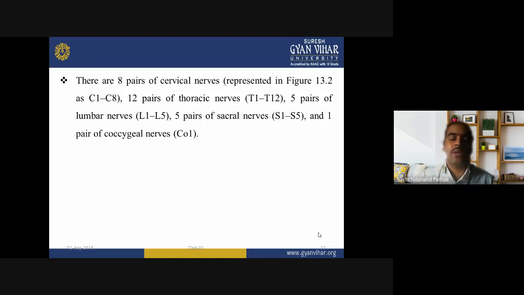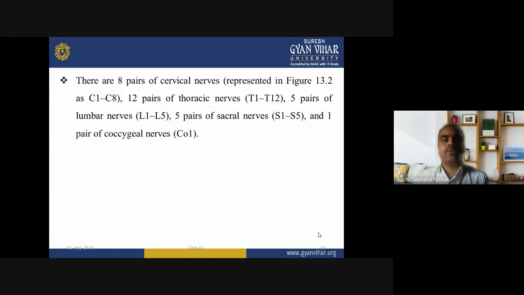Then 12 pairs of thoracic nerves, 5 pairs of lumbar nerves. 5 पेयर कौन से हैं? लंबर नर्व हैं. 5 पेयर ऑफ सैक्रल नर्व हैं और एक कॉकेक्स का नर्व है. तो लगभग सेम है. C7 को आपको C8 कर देना है, T12 को T12 ही रहने देना है, L5 को L5 ही रहने देना है, S1 को S5 कर देना है और C1 को C1 ही रहने देना है.